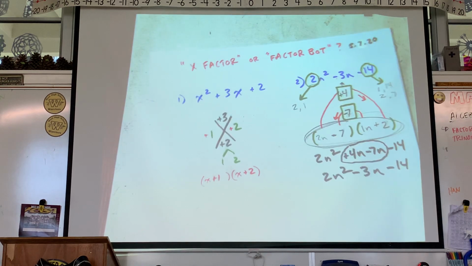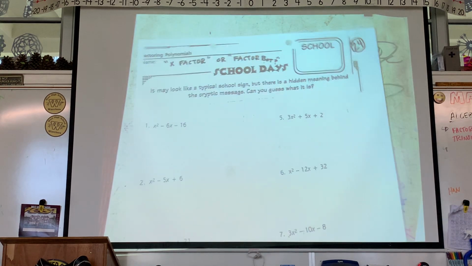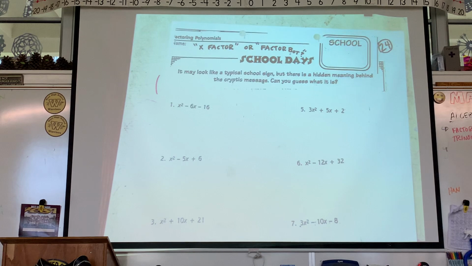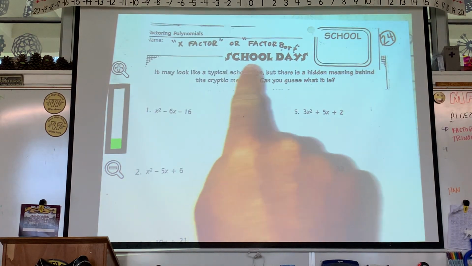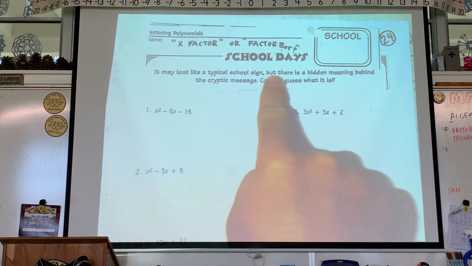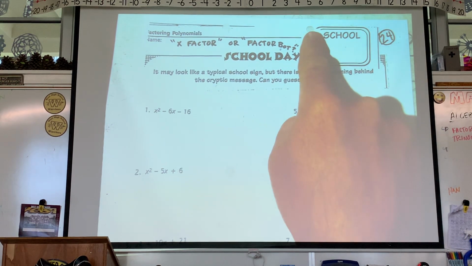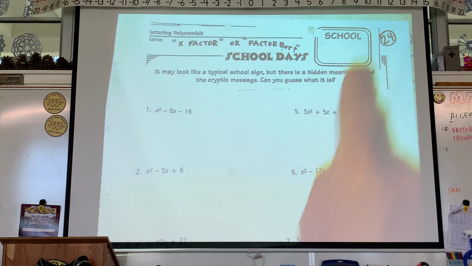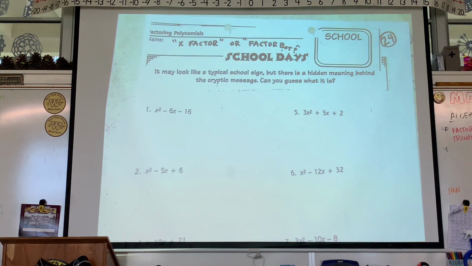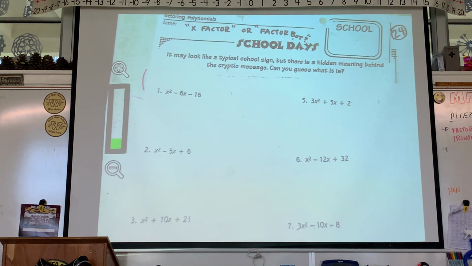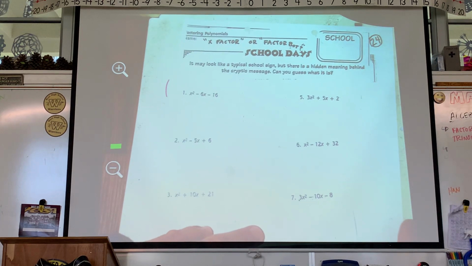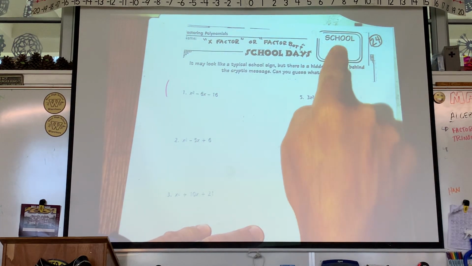Let's look at the assignment, and I'll walk through a couple of these with you. Okay, this is called School Days. It may look like a typical school sign, but there is a hidden meaning behind the cryptic message. Can you guess it? It's a sign with the word school in the upper portion of it. Well, I'm just going to go ahead and tell you the answer so you can have the answers to this, okay? So it is high school.